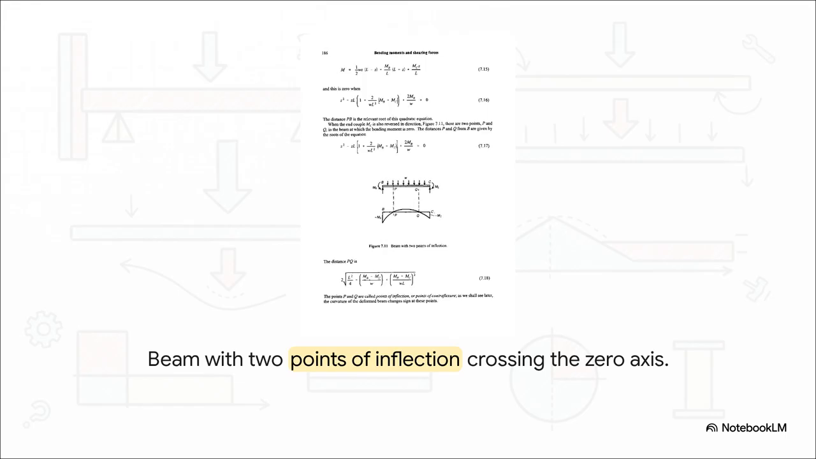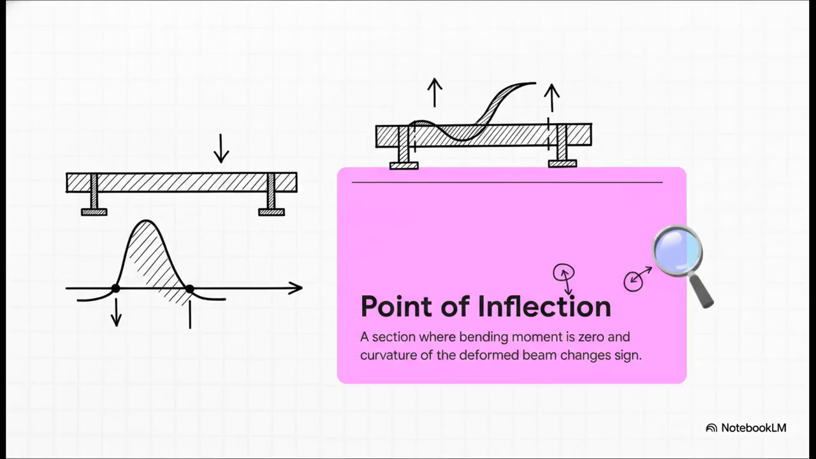When this happens, the bending moment diagram doesn't just form a simple sagging parabola anymore. The moment curve is literally forced to cross the zero axis. It'll start negative, swing up into positive territory, and then dive negative again. And the exact spots where that curve crosses the zero axis, those are called points of inflection, or points of contraflexure. This is the exact physical location where the bending moment is literally zero. Consequently, this is where the physical curvature of the deformed beam changes sign, flipping from convex to concave.